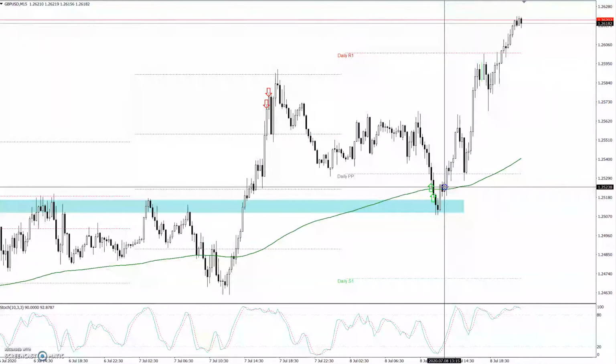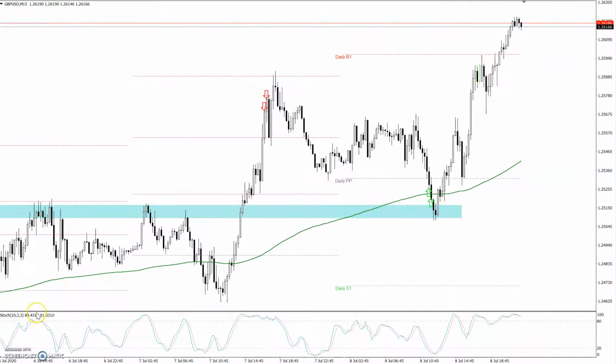After you've got your entry, you're going to want to set your take profit to either a recent high or a resistance level. And you're going to want to set your stop loss to a recent low or a support level, or at least 30 pips away. So as you can see here, this position would be a winner.